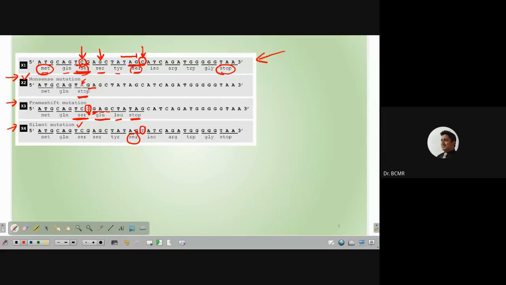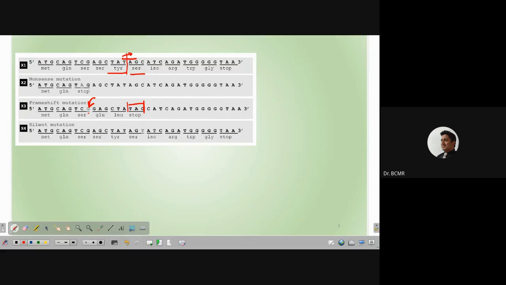Otherwise, the stop codon in the original sequence, let me erase it and try. So this is a TAG, but it is not in one codon. Here it is part of this TAT, and AGC is another codon. But because there is an insertion of an additional G, the T that was present here has moved here, and now it formed a stop codon, and that is where there is premature termination of translation. And you should notice that the whole amino acid sequence also changes, right?